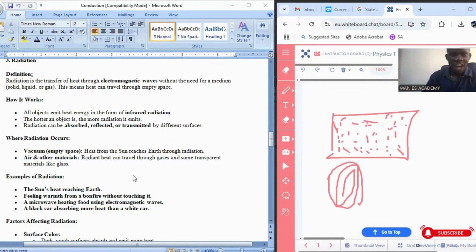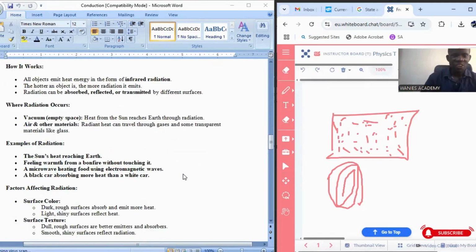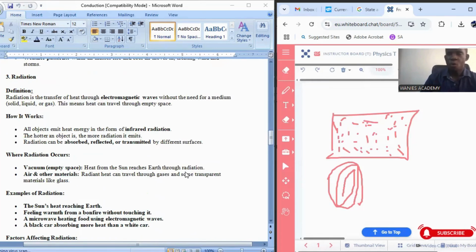And so now we also see that these are very important concepts that we need to know, especially when we are studying heat energy. So we are going to continue from here in our next class.